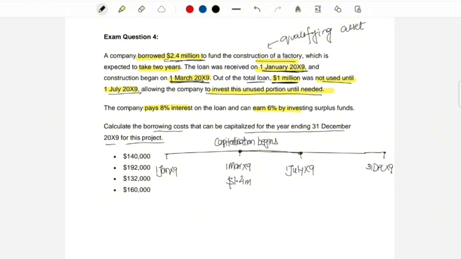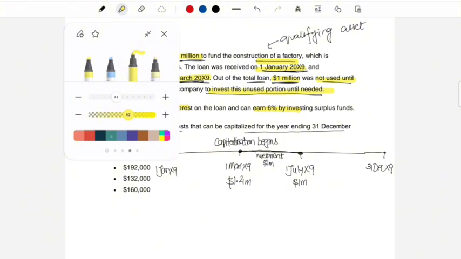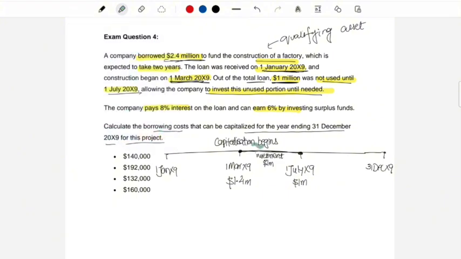So on 1st of July, we started using the 1 million loan amount. Up until this period, there was an investment period. That 1 million was invested. So this is a very important timeline which we will have to account for. What I will do is I will try to highlight that we had an investment period. And then on 1st of July we begin using that 1 million for the construction of the asset. Now what are we supposed to do? We are supposed to calculate the borrowing cost.